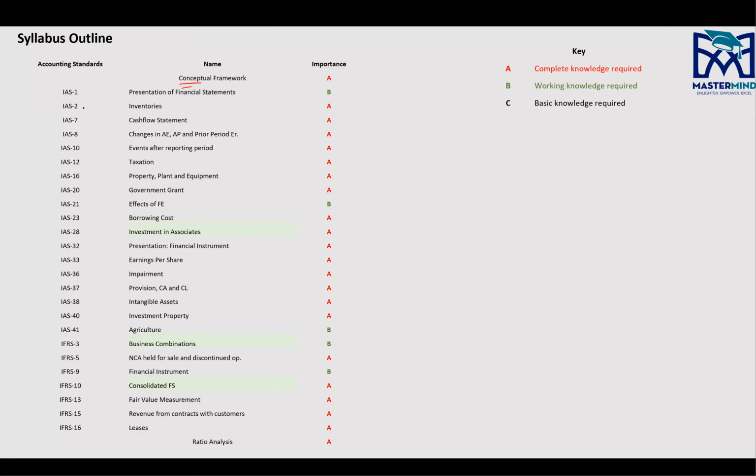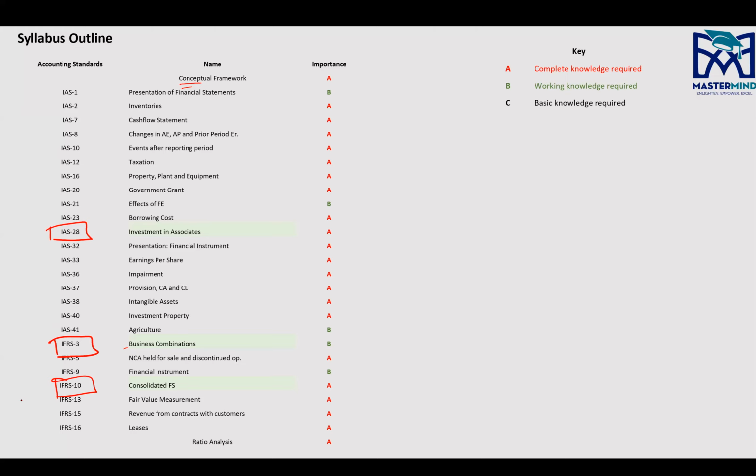So we have this list of standards: IAS 1, IAS 2, 7, 8, 10, 12, right? You have all these standards which are tested as part of your syllabus. These include standards with respect to consolidation as well. I've highlighted these, right?